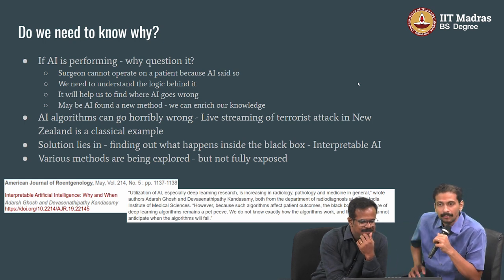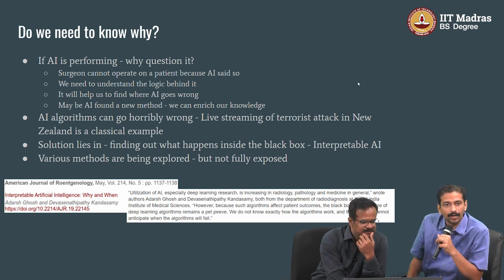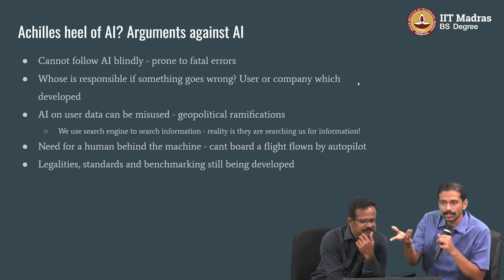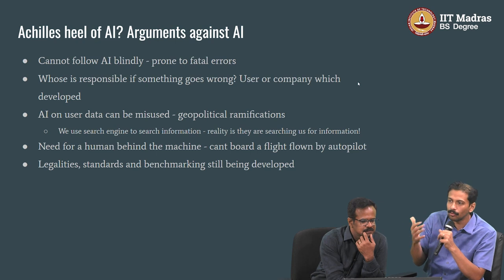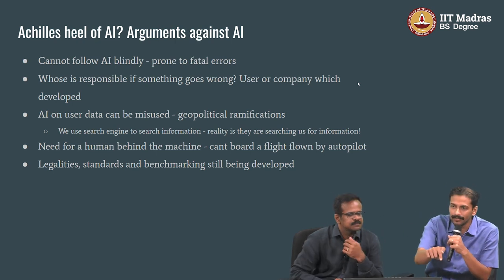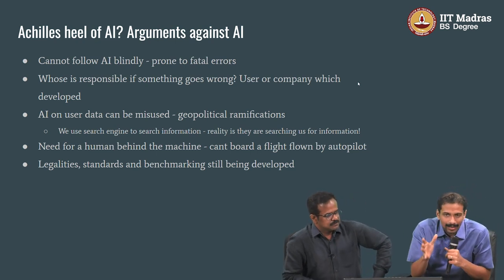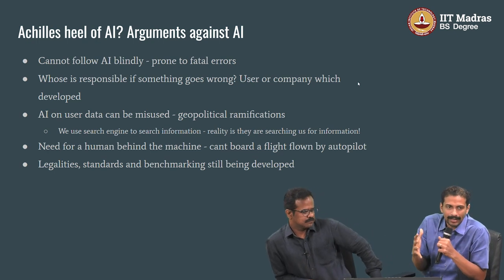Because a surgeon cannot operate on a patient because AI said so, right? AI said there is a cancer. The surgeon cannot go and operate. He has to see the lesion. He has to understand the logic of why it said so. Even we cannot believe unless we know the logic behind the decision, right? That is the key link which we feel is lacking.